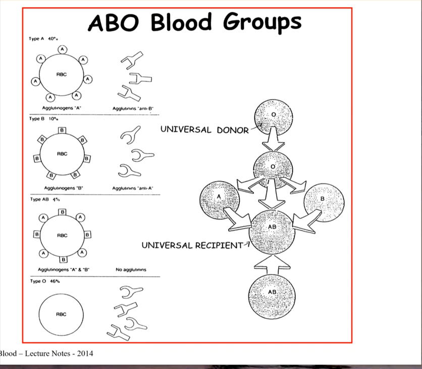So let's look at type O here for a second. There are no antigens on the outside of the blood. So every other blood type, including O itself, can get O blood because nothing will attack it. There's no antigens on the outside to try to destroy with our antibodies.